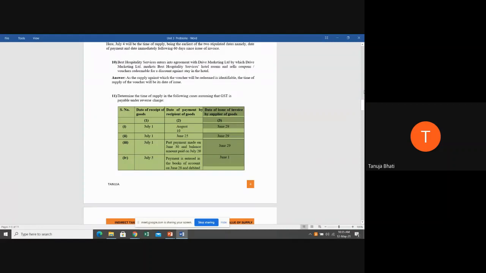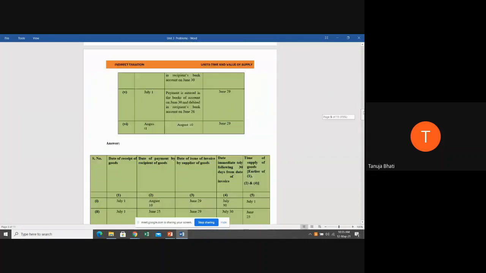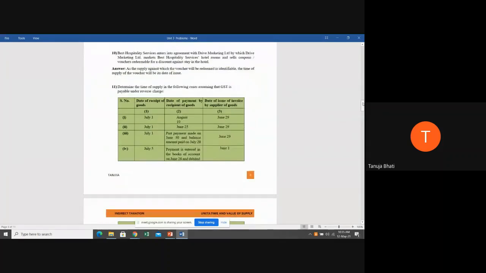So in our solution, first, we are just going to add one more column here. This is my answer. In this, we are going to add a date immediately following 30 days from the date of invoice. So first we solve that, and then it is very easy to compare the three dates which I have highlighted. Just compare the three dates, whichever falls earlier, that will be the time of supply in case of goods. So quickly, first what we will do, for all the cases, we will calculate the 31st date.